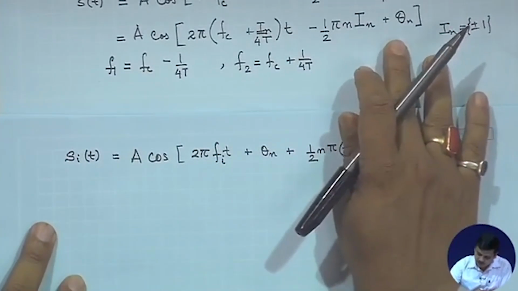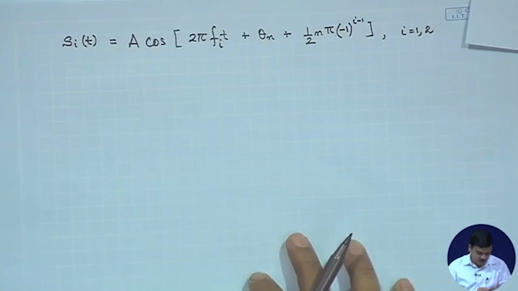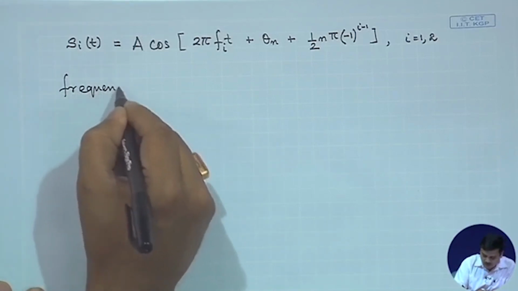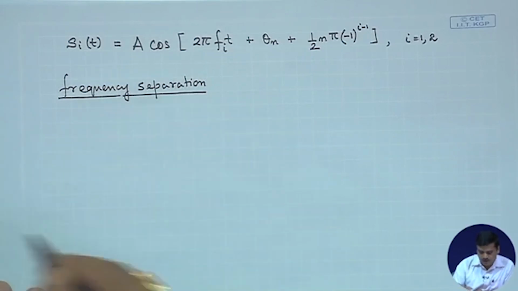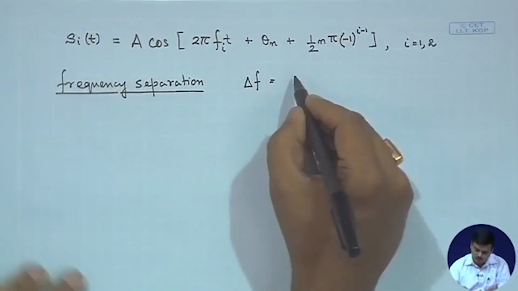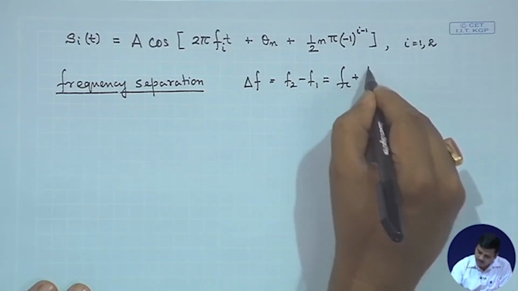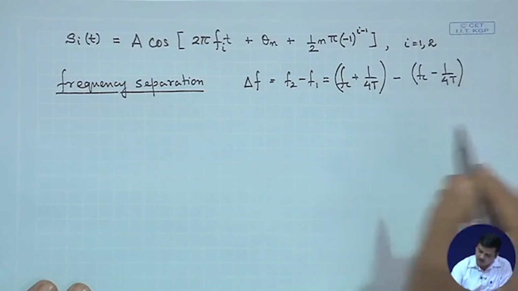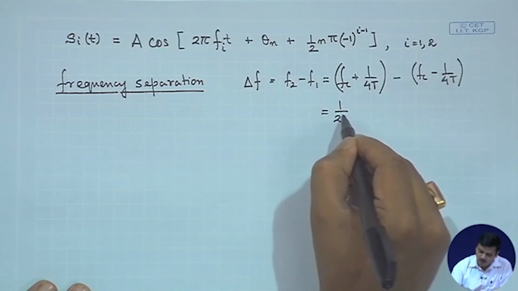So, moving further, we have these two frequency values and these two symbols that are with us, and then we could see an interesting feature of this is the frequency separation. So, the frequency separation that we have is delta f, which is equal to f 2 minus f 1, which you could easily calculate as f c plus 1 upon 4 T, which is f 2, minus f c minus 1 upon 4 T. So, f c and f c would cancel out, you would have 1 upon 4 T plus 1 upon 4 T, which is equal to 1 upon 2 T.